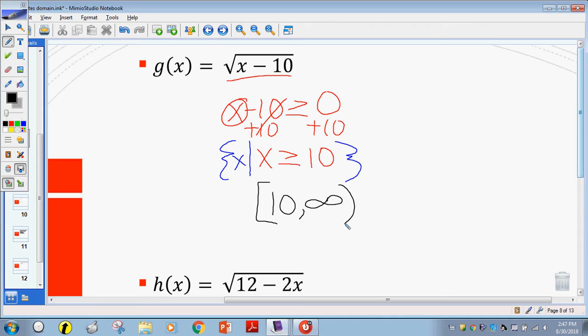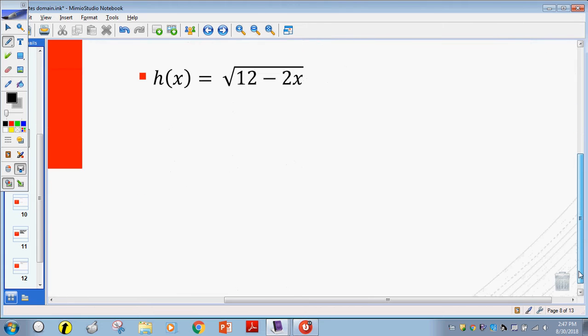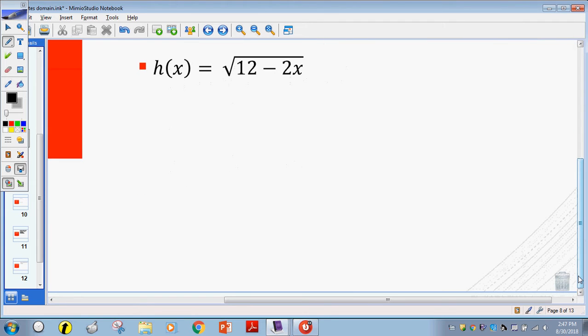All right? So h of x. I'm going to let you try that one. I'm going to give you h of x. And h of x is the square root of 12 minus 2x. Remember, first step is to set it up and make it greater than or equal to 0. Step 2 is to solve for your x. Ready? Good. On this one, my inside is 12 minus 2x. And I'm going to set it up as greater than or equal to 0.